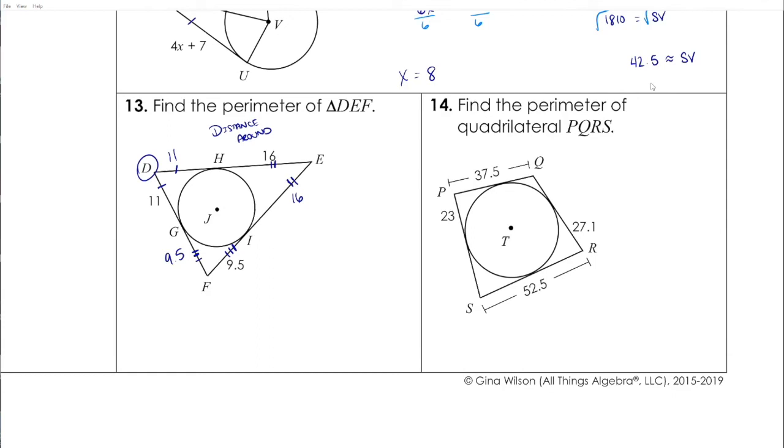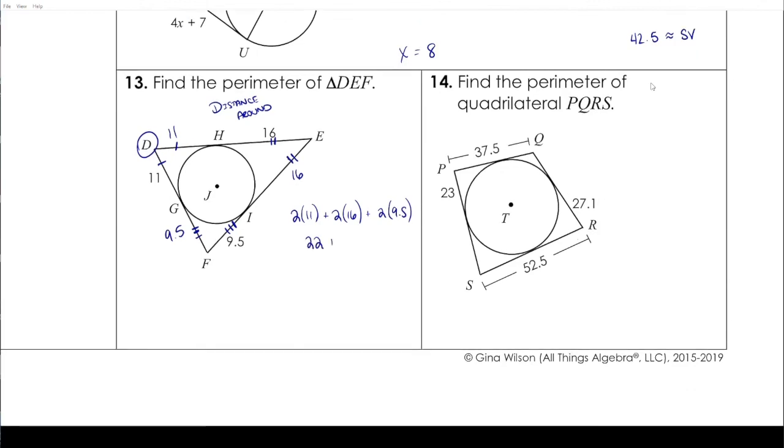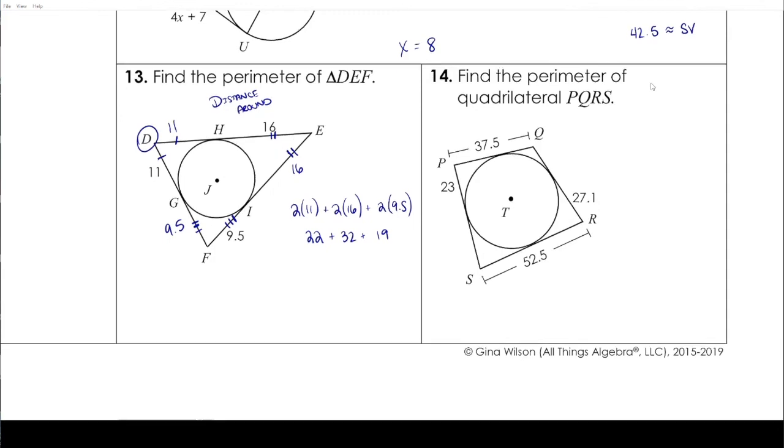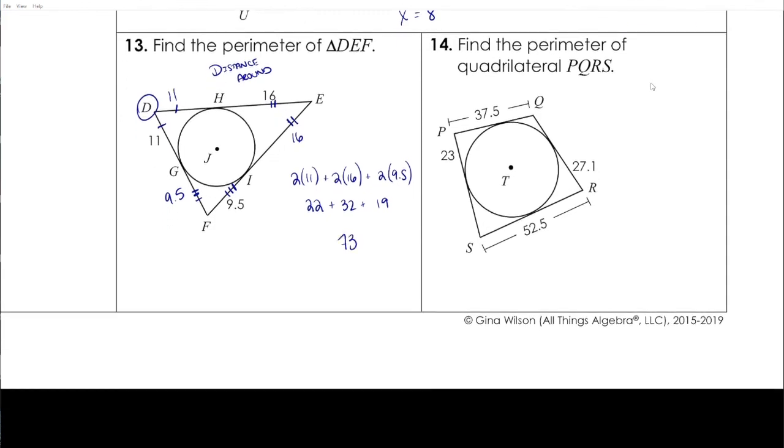So to find the distance around, we're just going to add them all together. So we know there's 2 11s, 2 16s, and 2 9.5s. 2 times 11 is 22. 2 times 16 is 32. 2 times 9.5 is 19. We add them all together. We know the perimeter is 73.